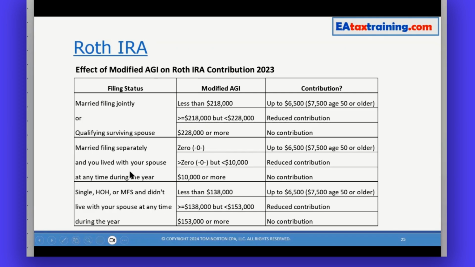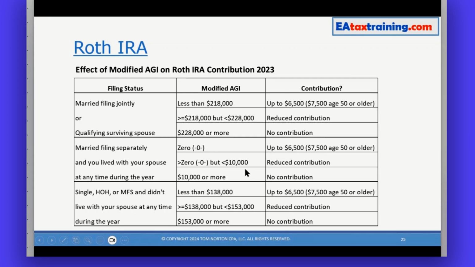So this is married filing separately, and you live with your spouse at any time during the year. Then, if your modified AGI is zero, you can make a contribution. But if it's anything greater than zero, if it's $10,000 or more, you can't make any contribution. If it's between zero and $10,000, then you can make a reduced contribution. So you do have an opportunity here. If it is exactly zero, you have no adjusted gross income, then you can make a contribution to a Roth.